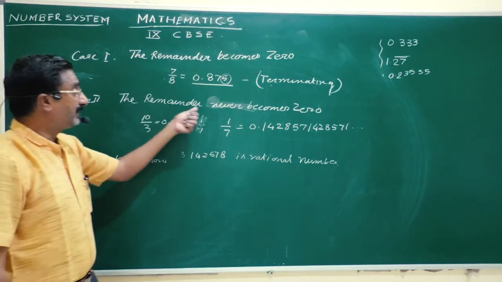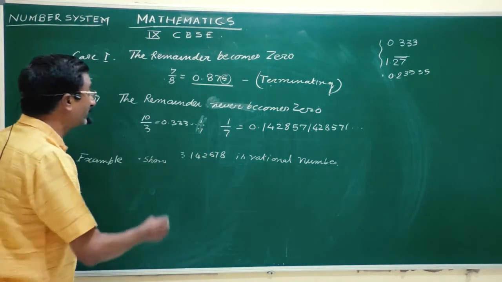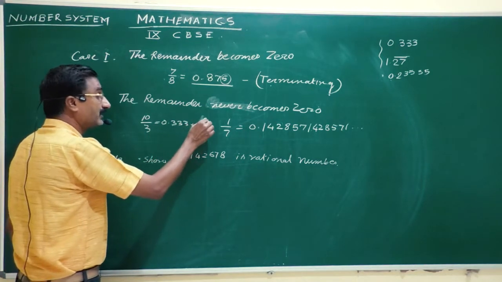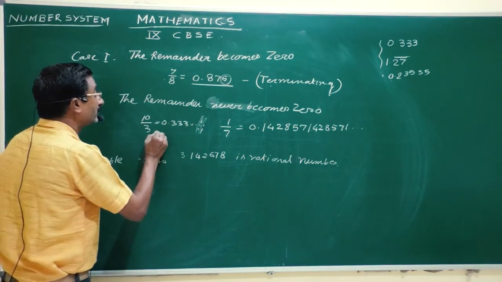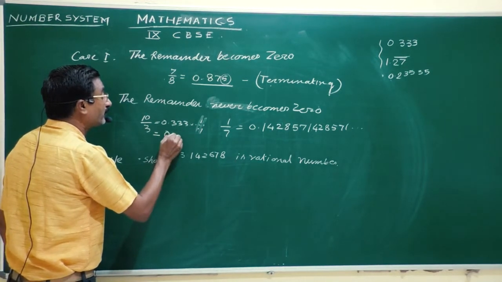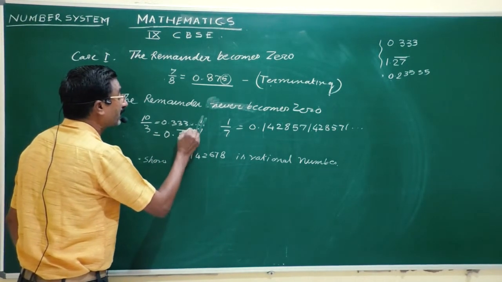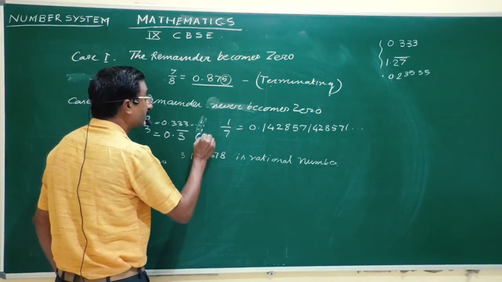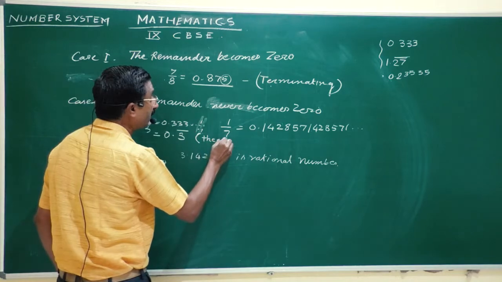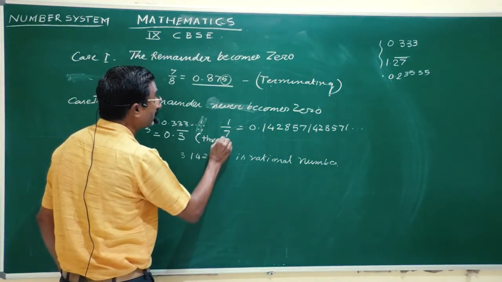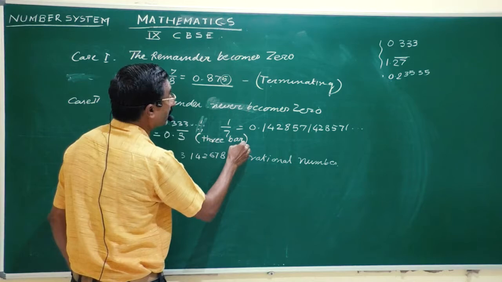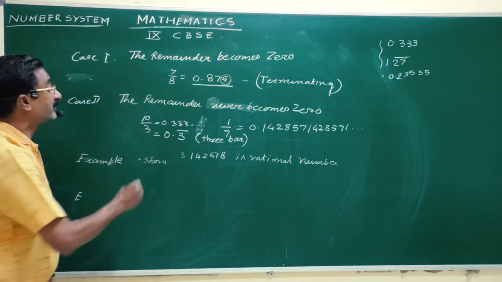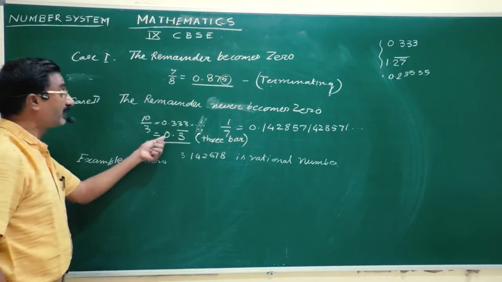Now in the other case, the remainder never becomes 0, which means it continues, like 10 by 3. We have taken the example 0.33333 and so on. This will be written as 0.3 bar. We read it like this: 3 bar. Here there is only one digit, 3, that's why it is very simple to write down. You can say that it is 0.33.